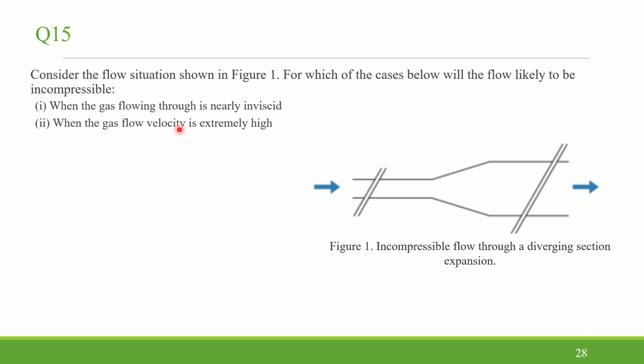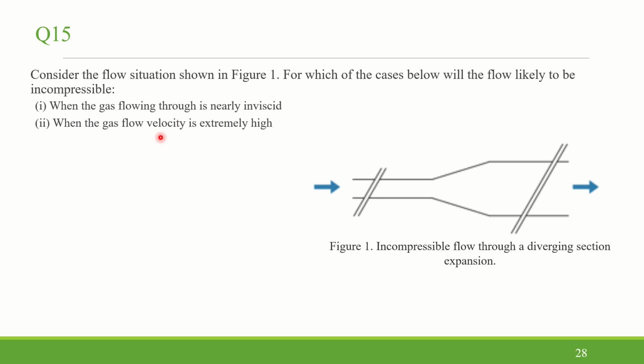So when do we say flow is incompressible? By now we know that we call the flow incompressible when Mach number is less than 0.3. Mach number is defined as the ratio of velocity of fluid to the velocity of sound in the medium. So if it is less than 0.3, it means that the velocity of fluid is low. The first statement is stating that when gas flow is nearly inviscid, so inviscid flow here has nothing to do with incompressible flows. So the first statement is false.